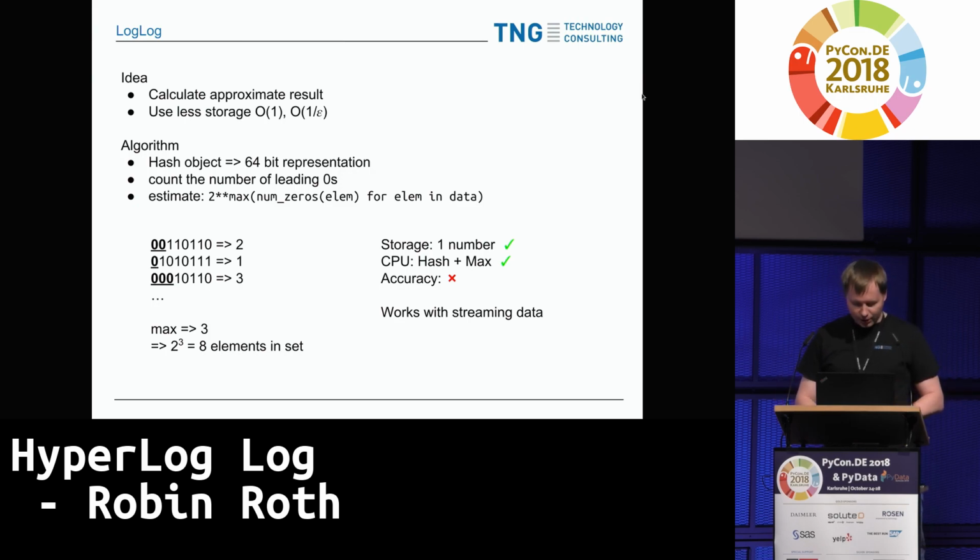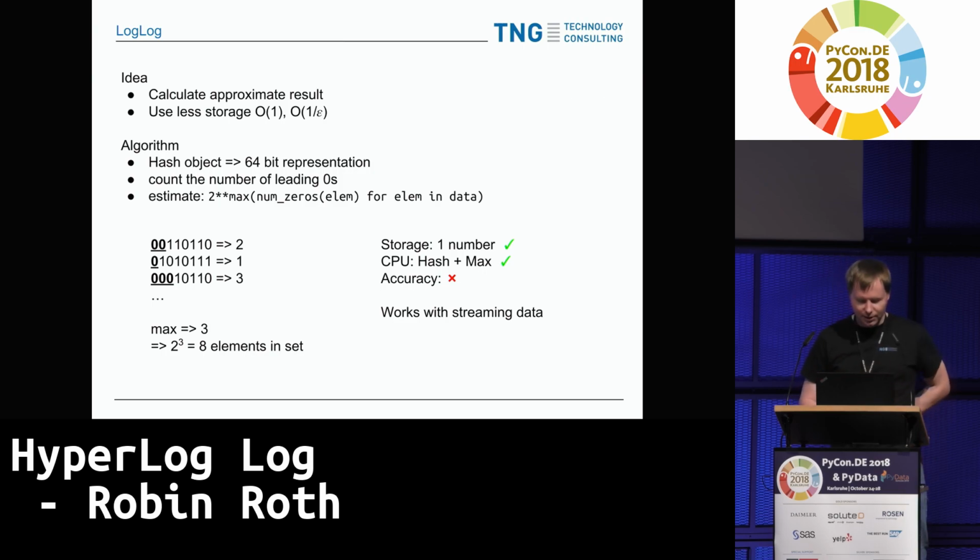And how does it actually work? So let's go through it. You take your object, you hash it. So you have, for example, a 64-bit representation of your object. And for each of those hashes, you count the number of leading zeros. Very simple operation to do. And then your estimate is just you look at what is the longest sequence of zeros you ever saw while going through the dataset, and 2 to this number is your estimate.